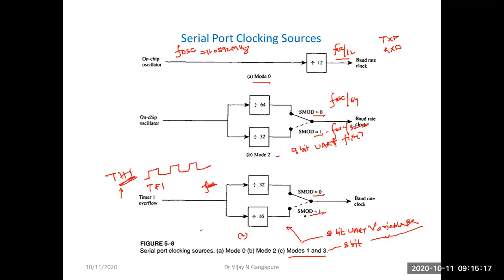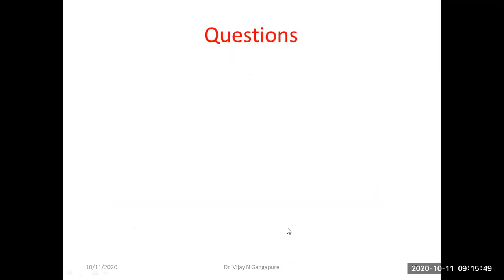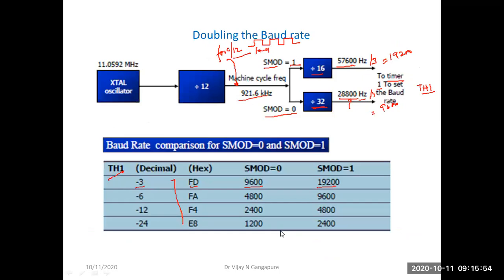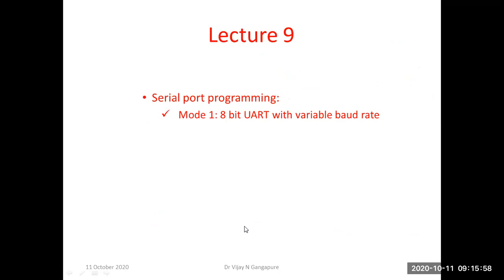That means to double the baud rate I can set this SMOD bit. So in mode 1 and mode 3, the baud rate that gets generated depends on what value we load into TH1 and what the F oscillator frequency is, which is normally fixed, the standard 11.0592 megahertz. So we have discussed all these things diagrammatically. This is represented here for mode 1 and mode 3. So this is about mode 1 of the serial port of the 8051, that is 8-bit UART with variable baud rate, on which we are going to do programming. We are not going to study programming on mode 2 and mode 3, because these are 9-bit UART modes which are normally used in multiprocessor environments.